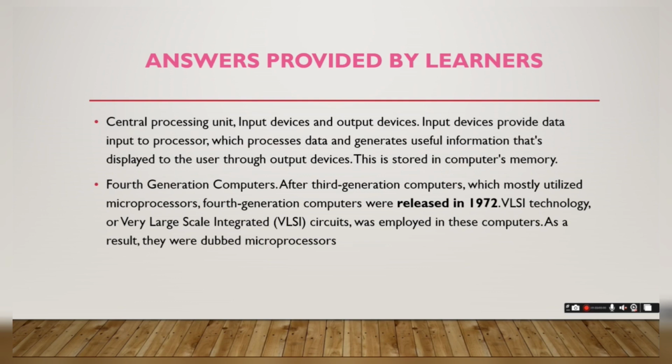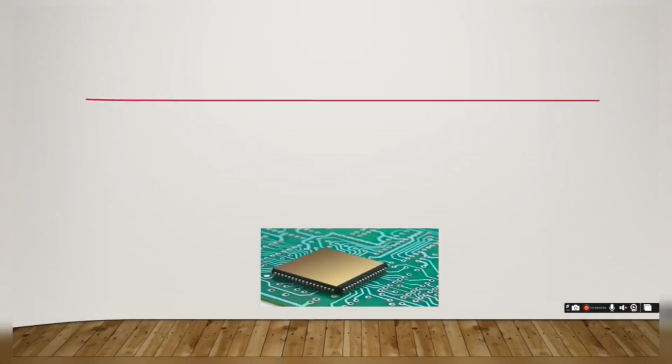We move to our main topic, which is the 4th generation computers. And we are saying that 4th generation computers came after 3rd generation computers, and mostly utilize microprocessors. 4th generation computers were released in 1972. VLSI technology, or very large-scale integrated circuit, was employed in these computers. As a result, they were debugged microprocessors.